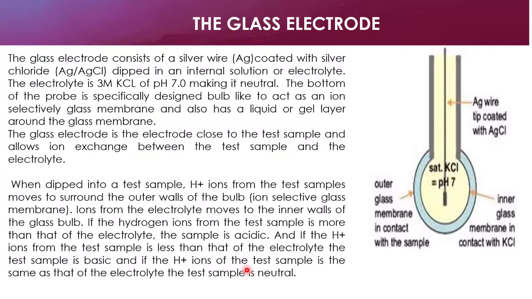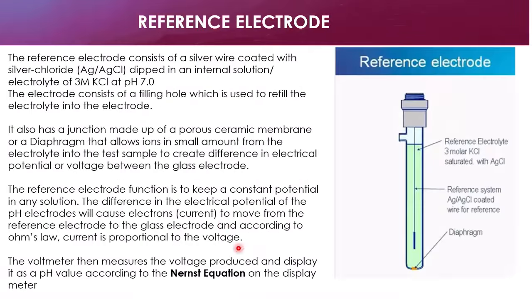The reference electrode. The reference electrode consists of a silver wire coated with silver chloride and dipped in an internal solution or electrolyte of 3 molar potassium chloride at pH 7.0. The electrode has a filling hole, and this is the filling hole over here, which is used to refill the electrolyte into the electrode.